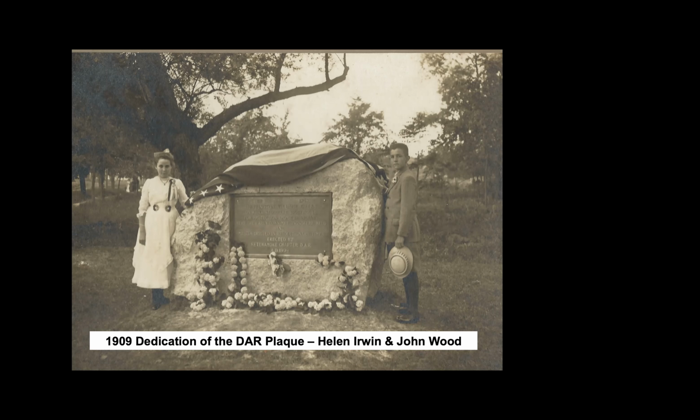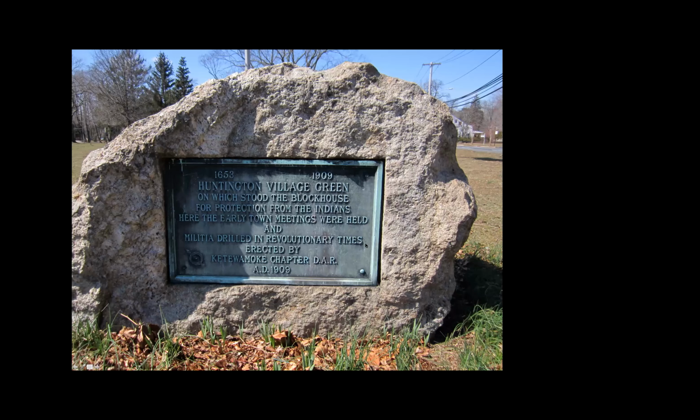And this is a boulder with a bronze plaque that they put on the north side of the Village Green in 1909. It's Helen Irwin and John Wood, whose parents were both involved in the Sons and Daughters of the American Revolution. And that granite boulder is still there, still has this plaque, which talks about how the blockhouse was here for protection from Indians, even though there really weren't too many Indians by the time the settlers came. Early town meetings were held here and the militia drilled during Revolutionary War times.